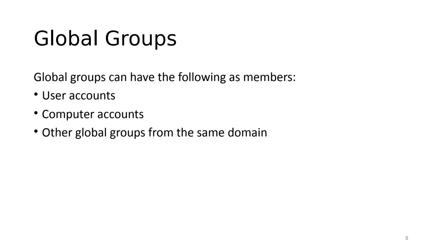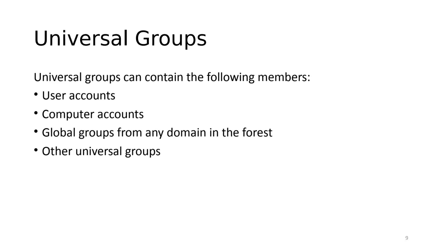Global groups can have these members: user accounts, computer accounts, other global groups only from the same domain, not from the forest, only the same domain. Universal groups can have user accounts, computer accounts, global groups from any domain in the forest, also other universal groups. You have to know this information.